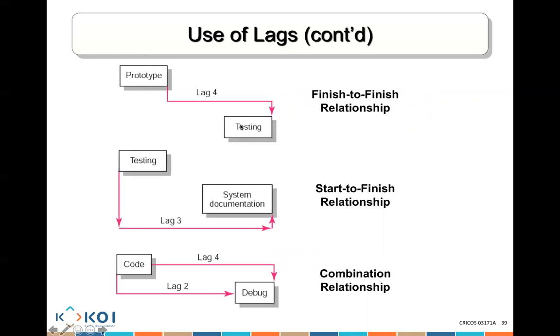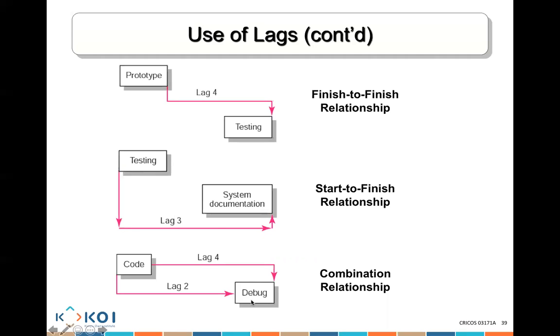Here, testing. Testing cannot finish, this is a finish, until 4 days after we finish the prototype. In other words, it's telling you cannot test very quickly. You have to spend the time testing. So testing cannot finish until 4 days after we finish doing the prototype. System documentation cannot finish until 3 days after we started the testing. So after you test it, you fix it, you do everything, 3 days later, then you can finish documentation because you would have incorporated everything you found out in the testing exercise.